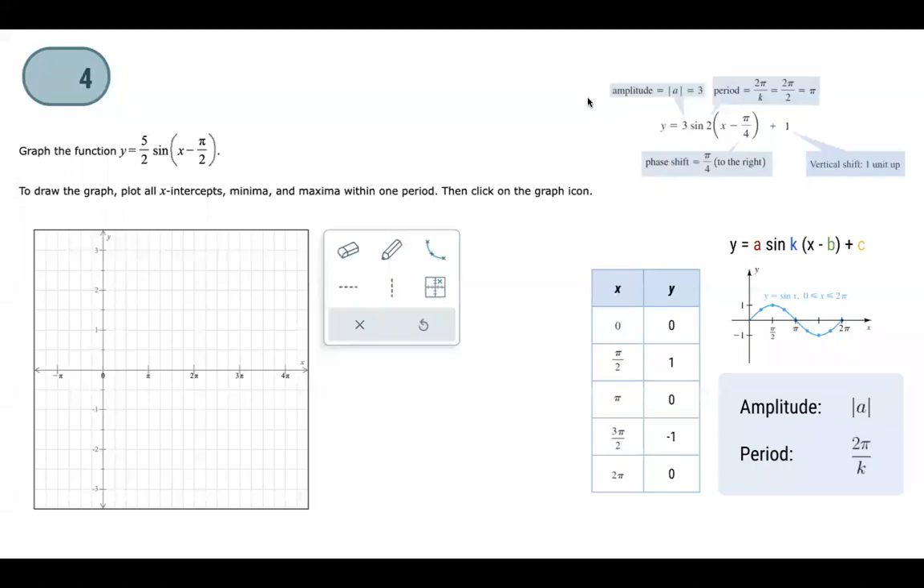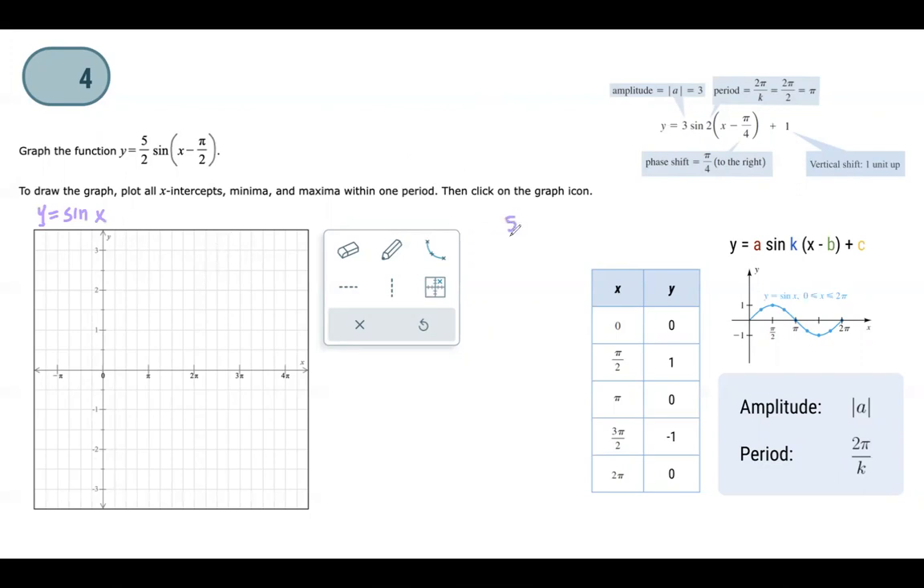Now, what do we do if we have both phase shift and a change in amplitude? Once again, we're going to go for the original or parent function. In this case, we have sine. So the parent function is simply y equals sine of x. And you can start by sketching that if you like to do it visually, or if you like to go coordinate by coordinate. So in this case, let's go for the amplitude.